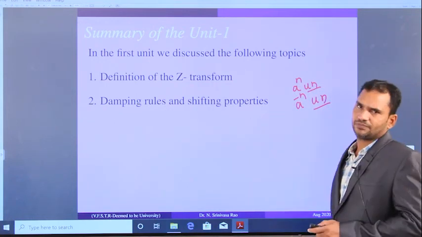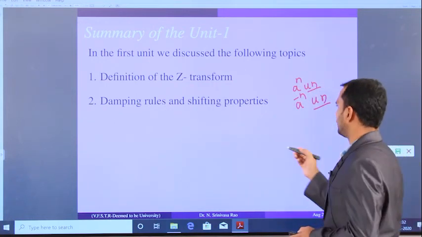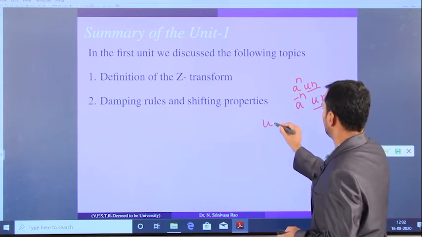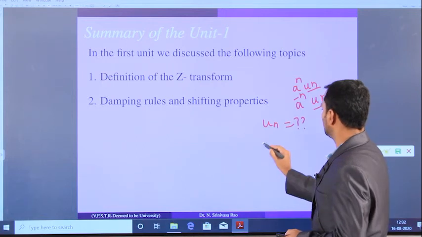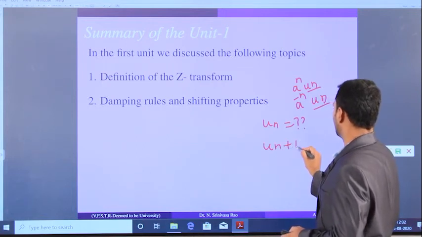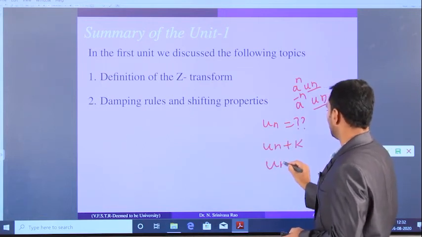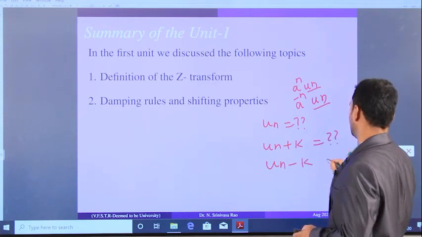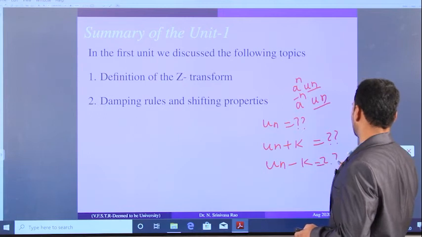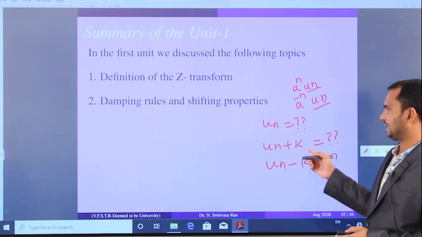And what are the shifting properties? Shifting properties we already know. Once you know un, how to find un plus k? This is one shifting property, and un minus k is the other shifting property. So these two are called shifting properties in Z transformation.